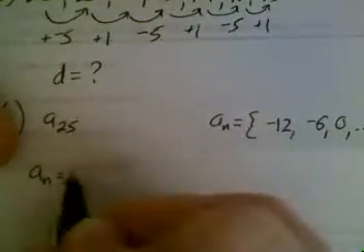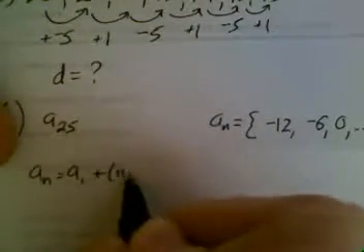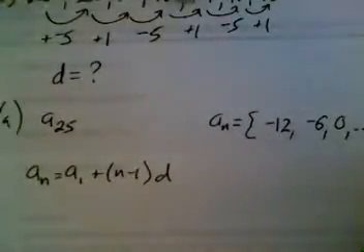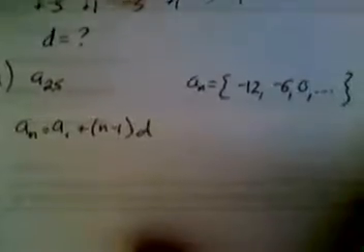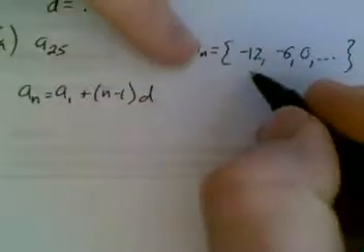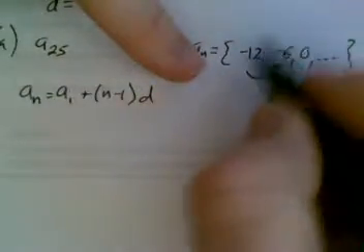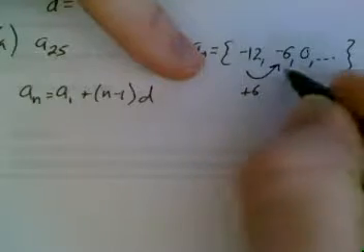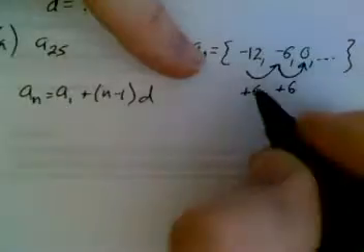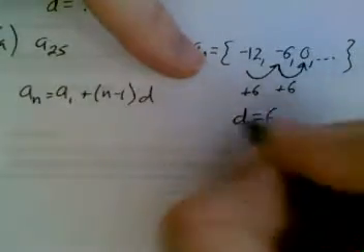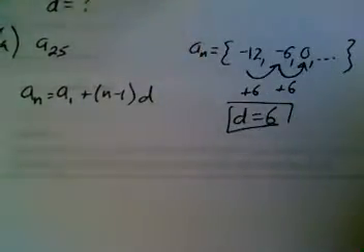A sub n is equal to a sub 1 plus n minus 1 times the d. Okay? Let me zoom this out just a little bit so you can see it all. Now, when I've got something like this, the first thing I want to do is find out the pieces I need. From here to here, it looks like I've added 6. Let me just do the second step to make sure. Yes, I've added 6 there as well. So the d value is 6. Okay, that's my common difference.